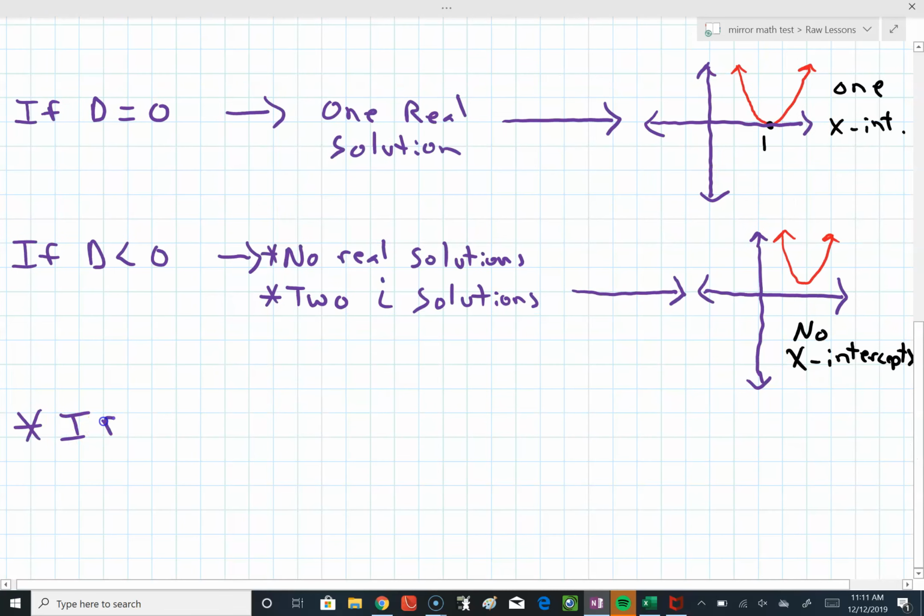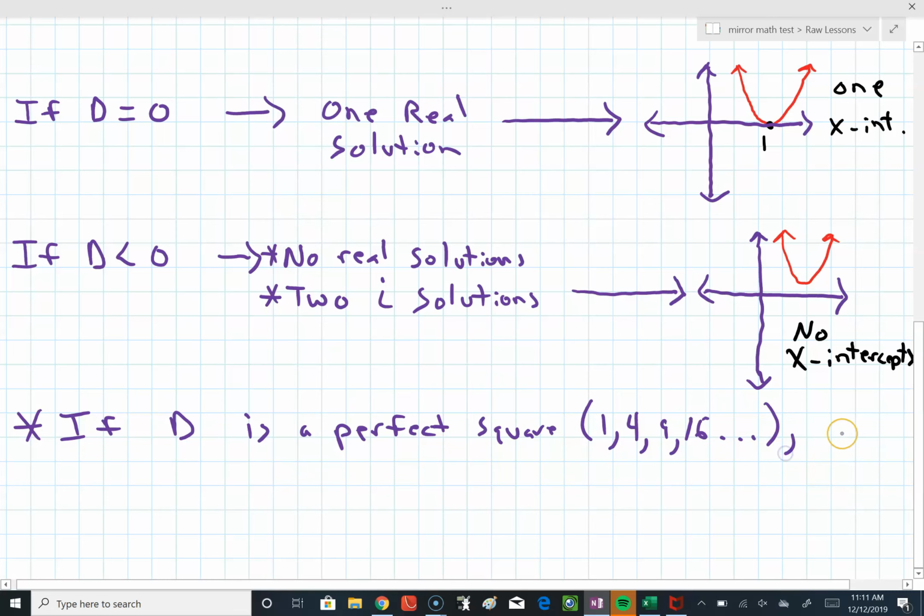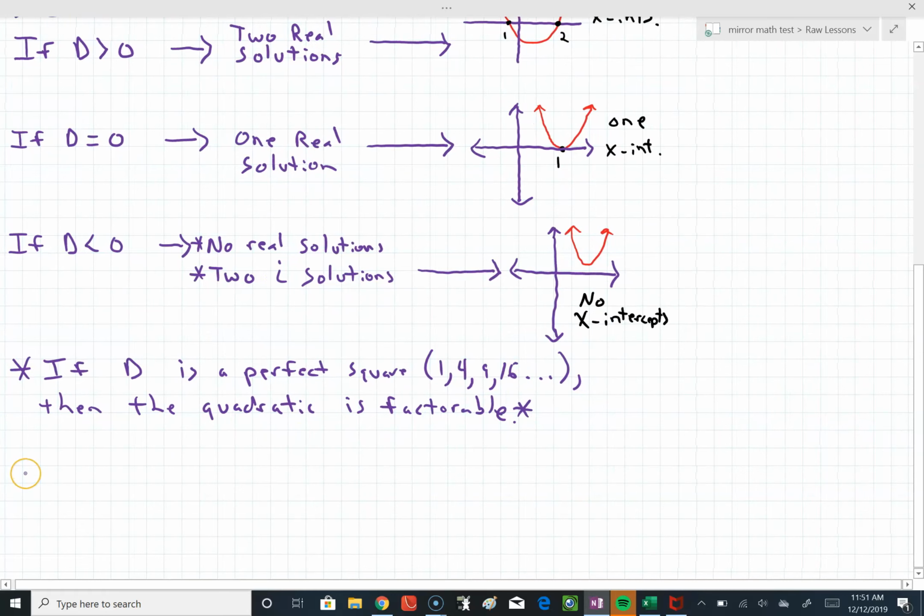All right. One more important note about the discriminant. If the discriminant is a perfect square, by perfect square I mean 1, 4, 9, 16, 25, and so forth, then the quadratic is factorable. Important note.